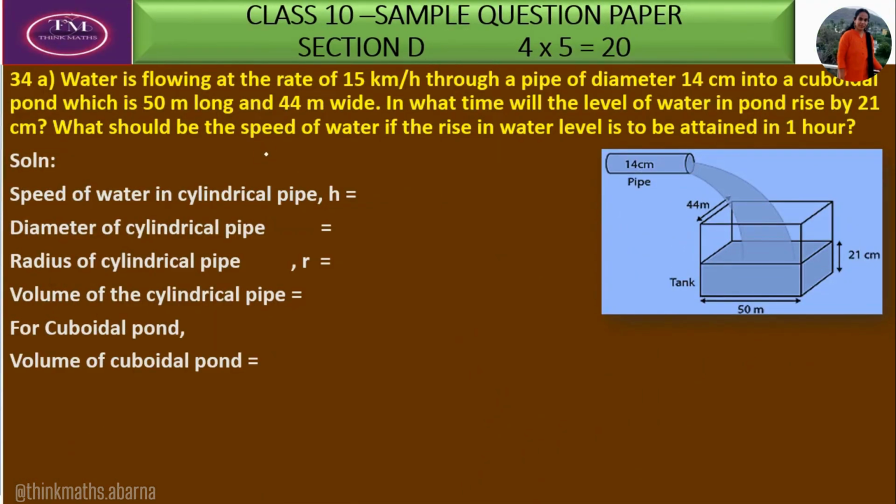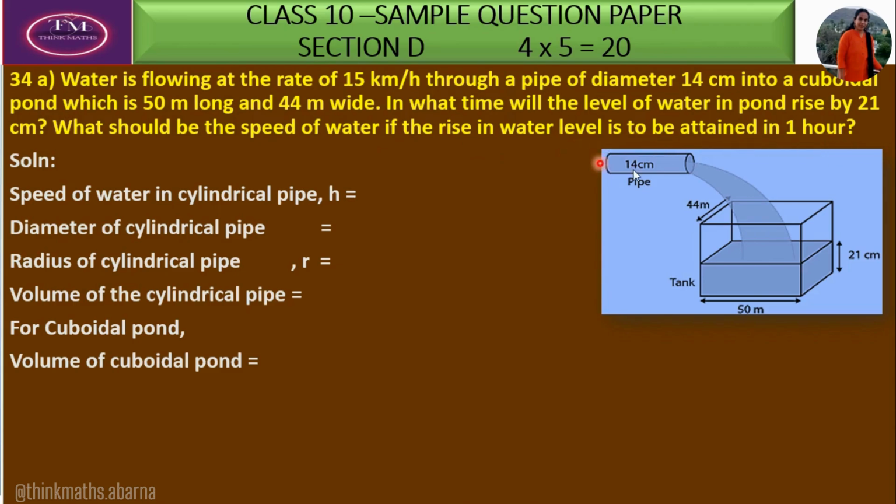34th problem. Water is flowing at the rate of 15 km per hour through a pipe of diameter 14 centimeter into a cuboidal pond which is 50 meter long and 44 meter wide. In what time will the level of water in pond rise by 21 centimeter? What should be the speed of water if the rise in water level is to be attained in 1 hour?